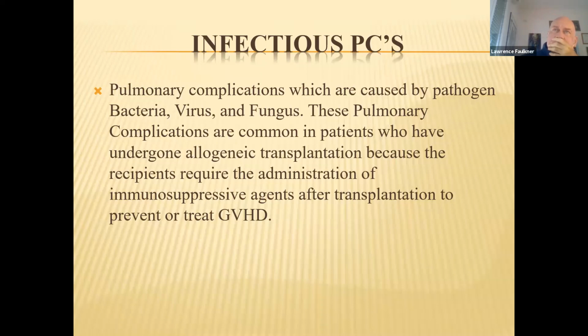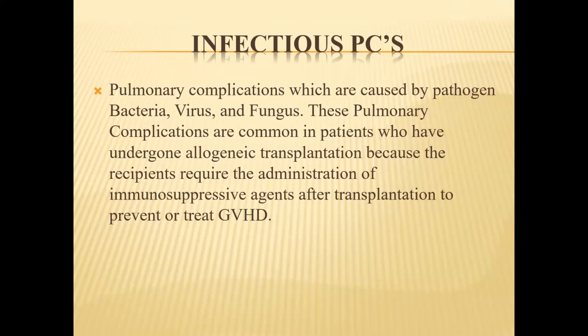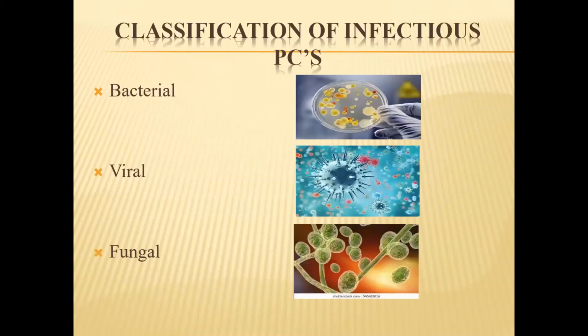The infectious pulmonary complications are caused by pathogens like bacteria, virus, and fungus. These pulmonary complications are more common in patients who have undergone allogenic transplantation because the recipients require the administration of immunosuppressive agents after transplantation to prevent or treat GVHD. Next slide, sir. Classification of infectious pulmonary complications is bacterial, viral, and fungal.